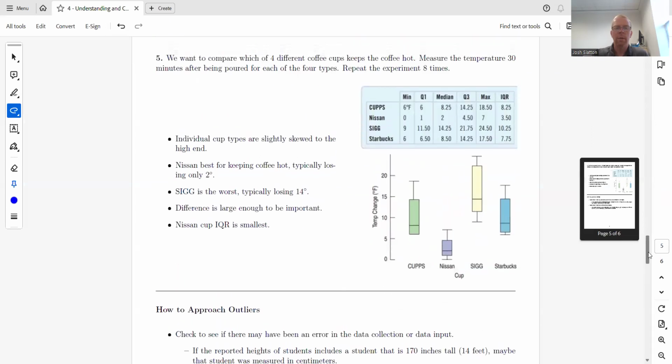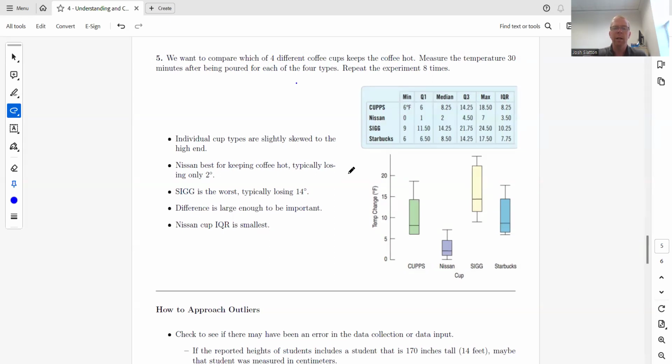All right, number 5. Here's another comparison of box plots, and we have the five number summaries. We want to compare which of four different coffee cups keeps the coffee hot. We measure the temperature 30 minutes after being poured for each of the four types, and repeat the experiment 8 times. So each type of cup has 8 data points.